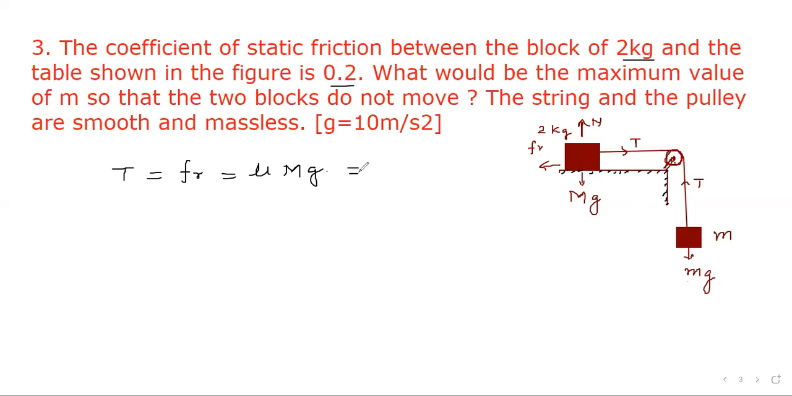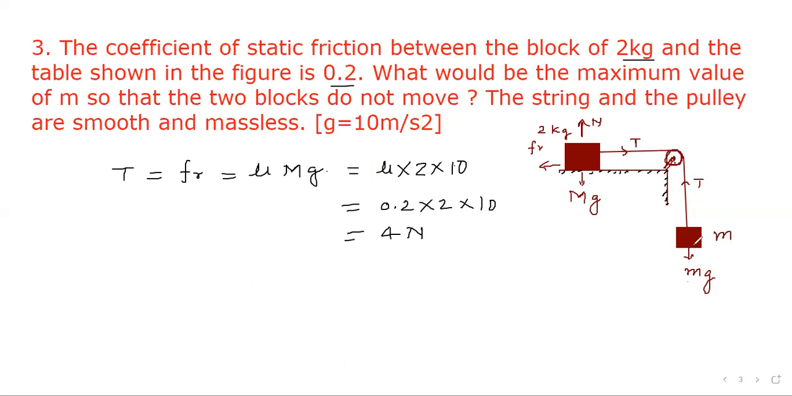So we write it as mu times m, which is 2, into g. G is 10 and mu is also given as 0.2. So 0.2 into 2 into 10. So this will become 4 Newton. So this is the value of tension.